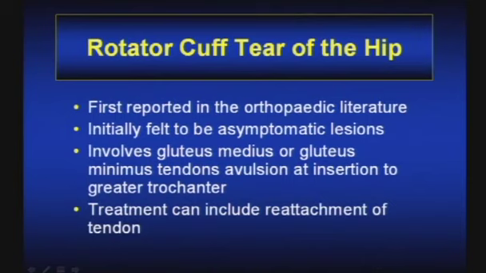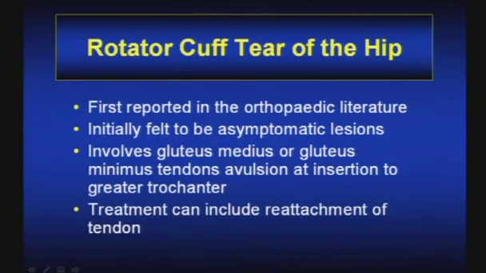Well, the localization of this type of pathology has become important because our orthopedic surgeons have started to emphasize what has been referred to in the literature as the rotator cuff tear of the hip. These were first described in the orthopedic literature and were believed to be asymptomatic. So if they were asymptomatic, you may wonder how they came to light or to be observed.